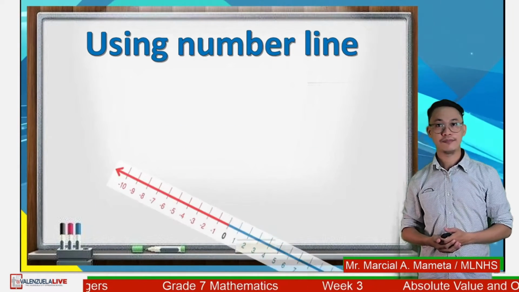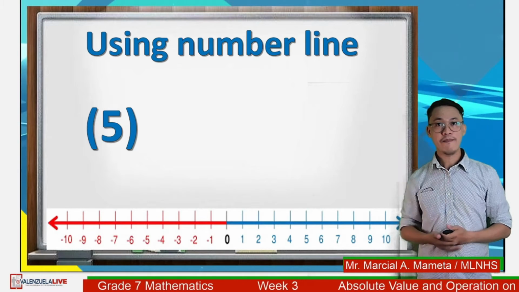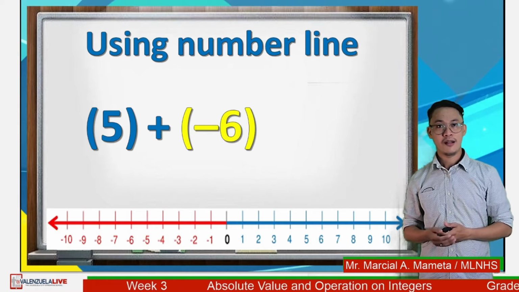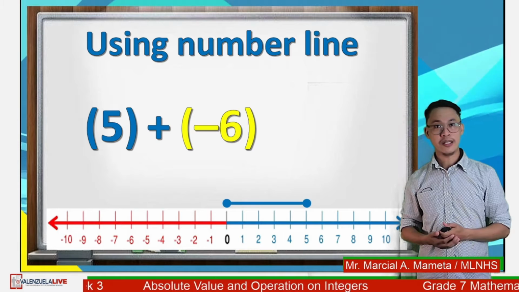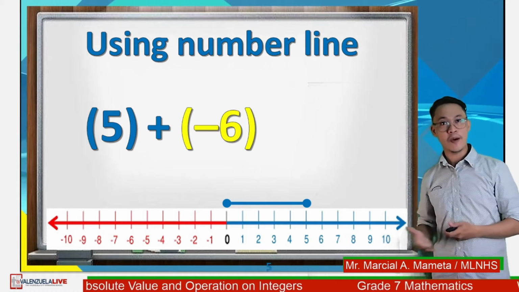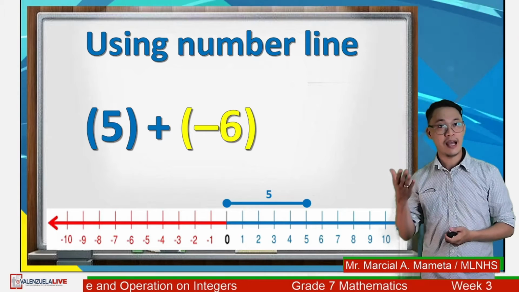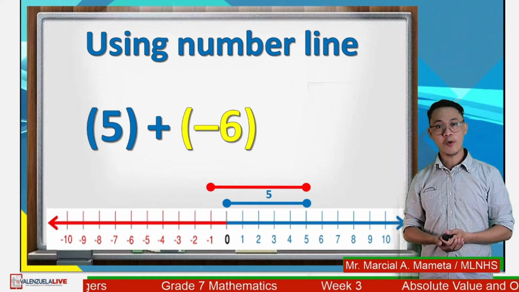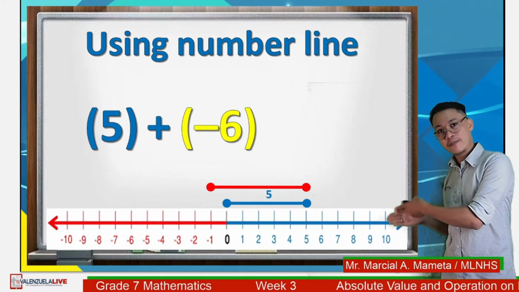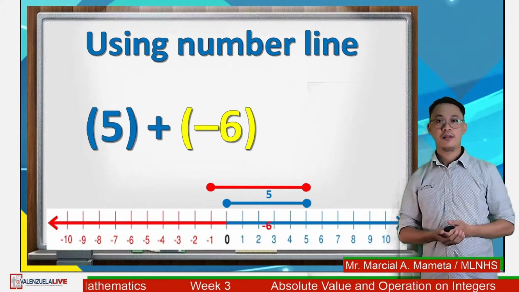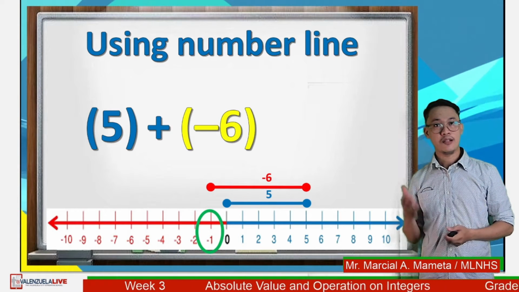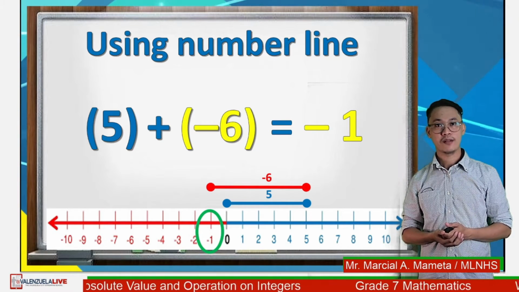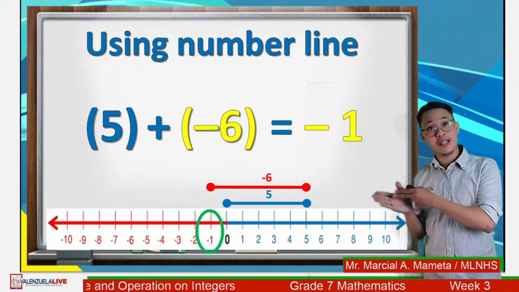Another example. 5 plus negative 6. So again, from 0, let us trace the line segment from 0 to 5. And let's add negative 6. So therefore, we have our difference from the line segment. It stops at negative 1. So the answer is negative 1, the difference of 5 and 6.